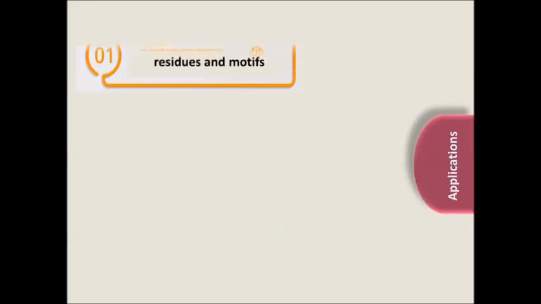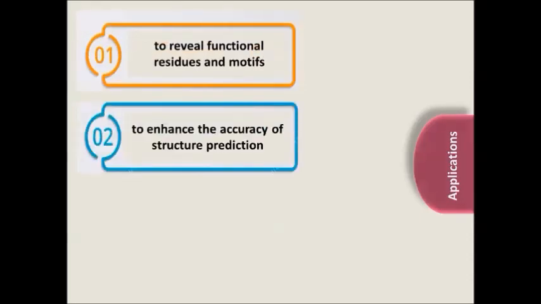Now let's talk about the applications of multiple sequence alignment. First, it is used to reveal functional residues and motifs. Also, we use it to enhance the accuracy of structure prediction. Multiple sequence alignment can give you the almost perfect protein or RNA secondary structure. Sometimes it helps even with the three-dimensional structure.